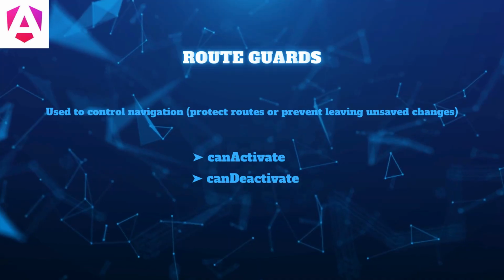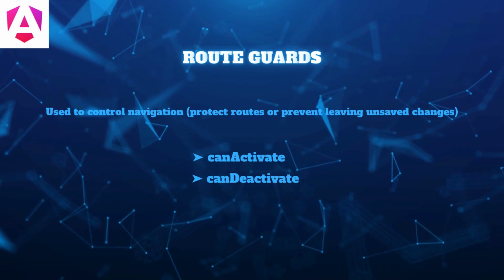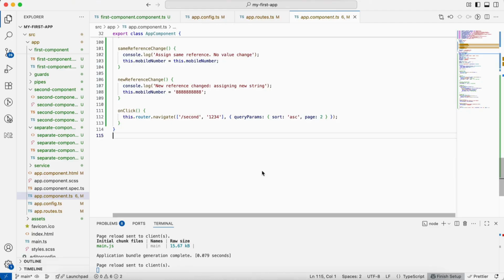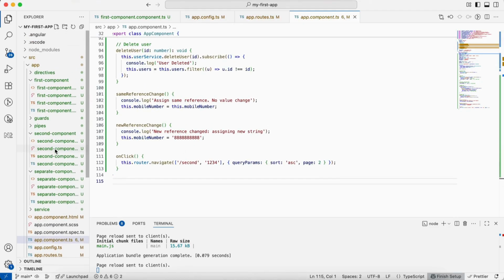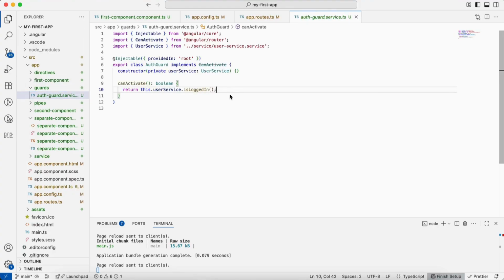I have two ways, canActivate and canDeactivate. Either I can activate it for a particular user or I can deactivate it for a particular user. So how do we achieve that? Inside my code, I will be creating my guard. For example, I've created this AuthGuard service. We'll be importing CanActivate from the Angular router. Now I'll implement this CanActivate interface, and I need to override this canActivate method.